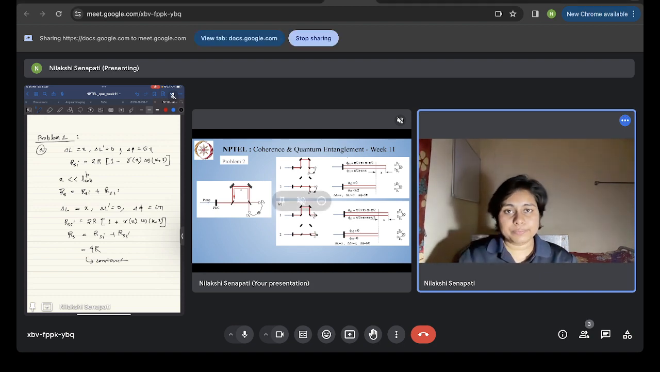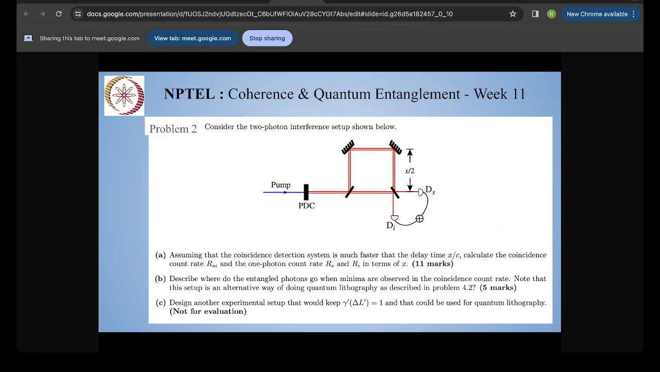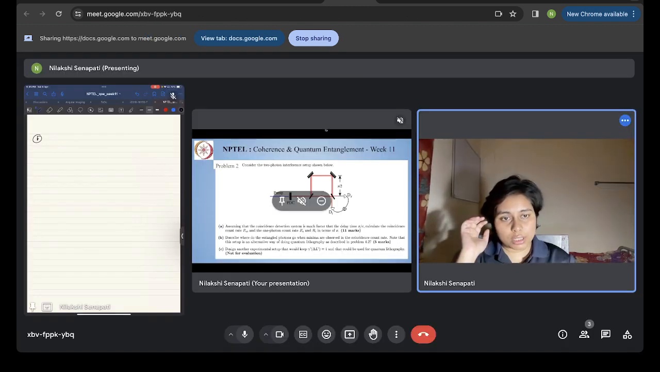Alright, now come to part B. It is saying: describe where the entangled photons go when minima are observed in the coincidence count rate. A very nice question. Note that this setup is an alternative way of doing quantum lithography as described in the previous classes' one question. I talked about quantum lithography from one question, and this is another setup through which you can do quantum lithography.